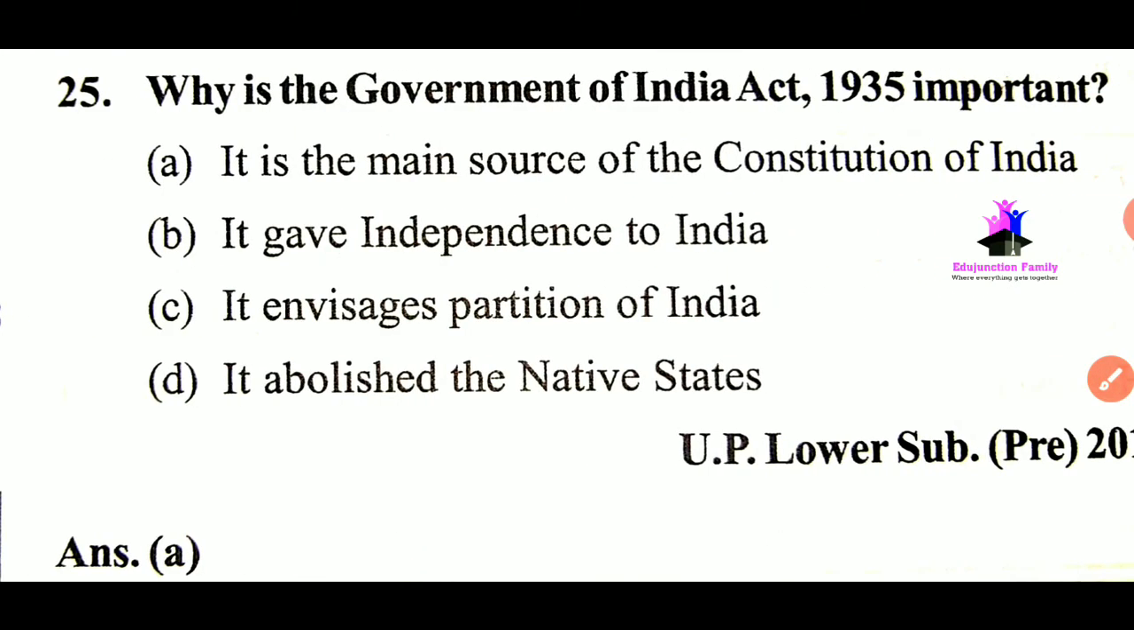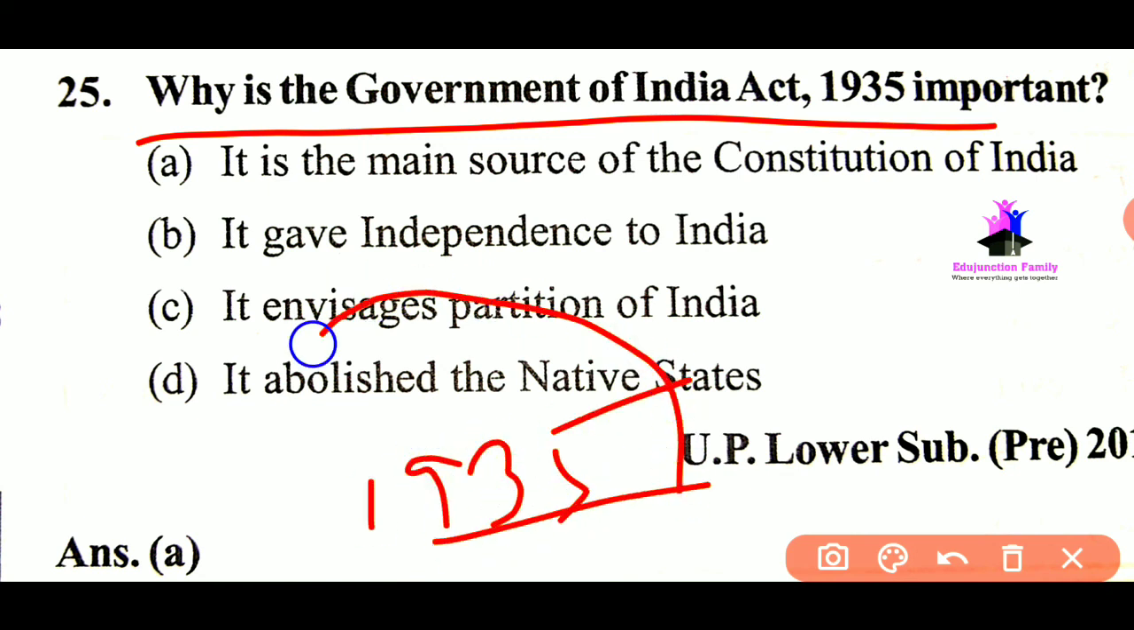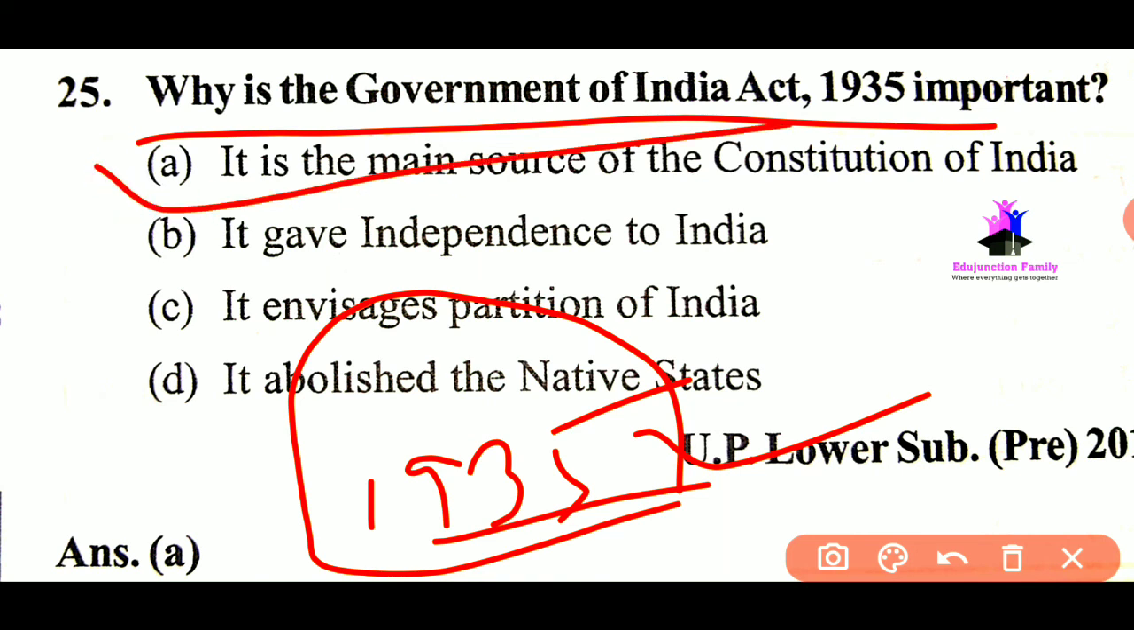Here we have the next question: why is the Government of India Act 1935 important? We have read the 1935 Act many times, and questions were repeatedly asked from this Government of India Act 1935. This is very important because it is the main source of the Constitution of India. It is the main source of the Constitution of India, so it is repeatedly asked in many exams.